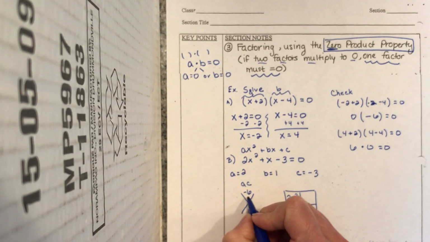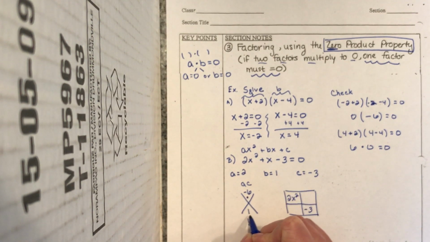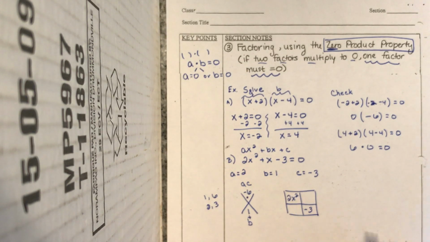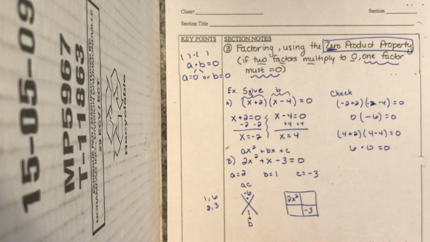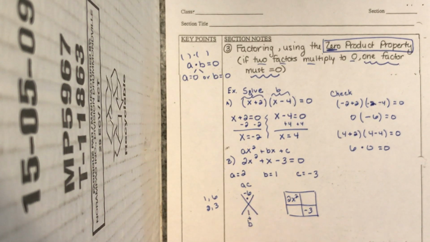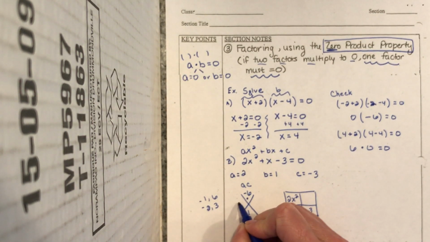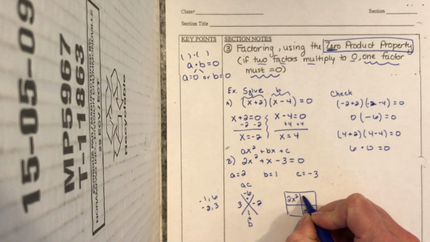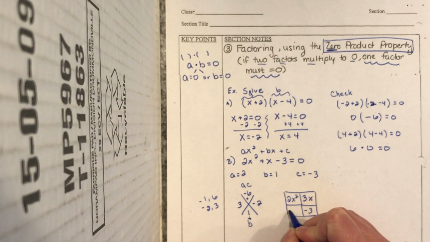So I'm looking for two numbers that multiply to negative 6 but add to 1. So 1 and 6, 2 and 3, and one number can be negative because I'm multiplying to a negative, I'm adding to a positive, so the smaller number is the negative. So we're talking about 3 and negative 2. So then I can fill my boxes. I have a 3x and a negative 2x.